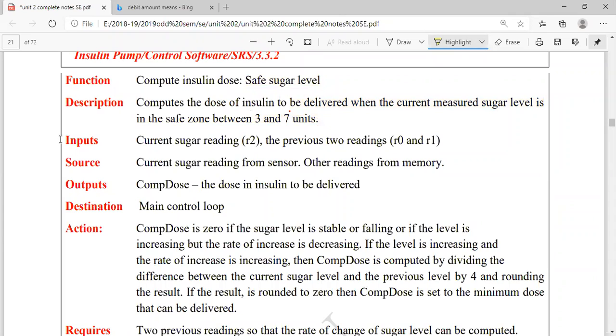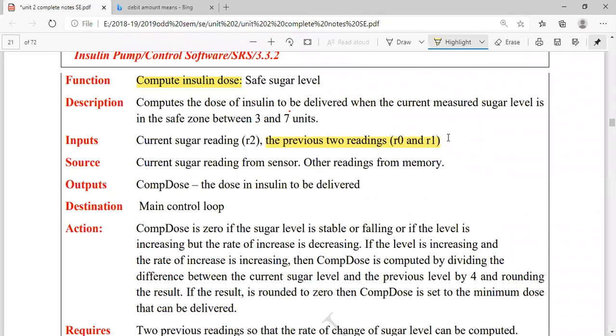Now, what are the inputs to calculate this dose? Current sugar reading. For example, the sugar level has started from morning, so you are calculating that sugar level from morning. The previous two readings are R0 and R1. For example, R0 is taken at 6 a.m. in the morning and R1 is taken at, for example, 10 a.m. Let us take a gap of 3 to 4 hours for each reading. Now I have to give the next dose. After 10 o'clock, if you consider the 4 hours, that is 11, 12, 1 and 2.